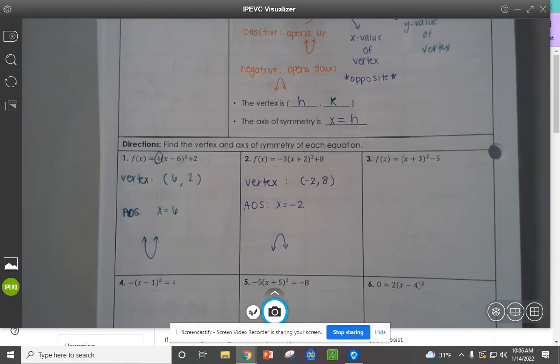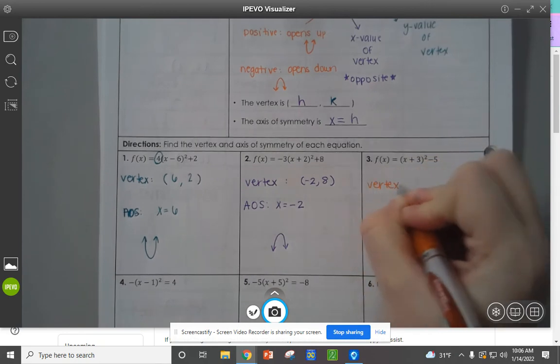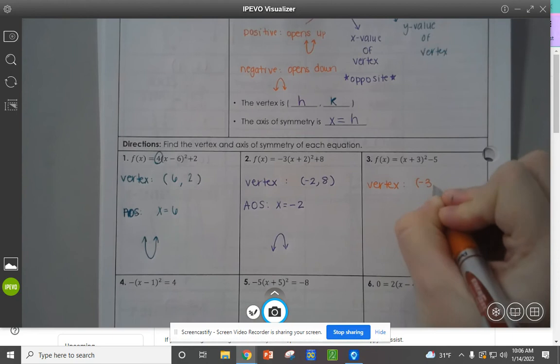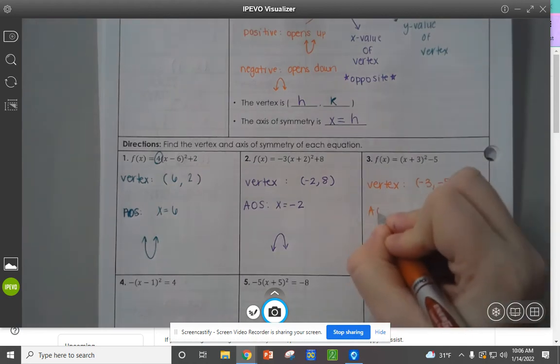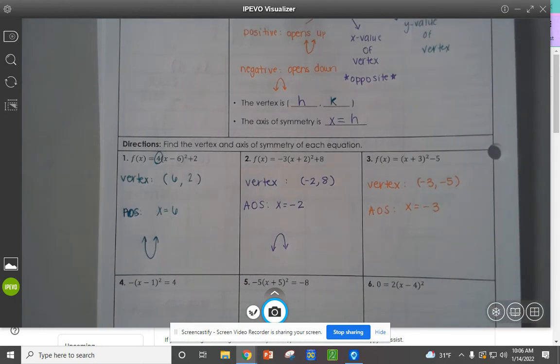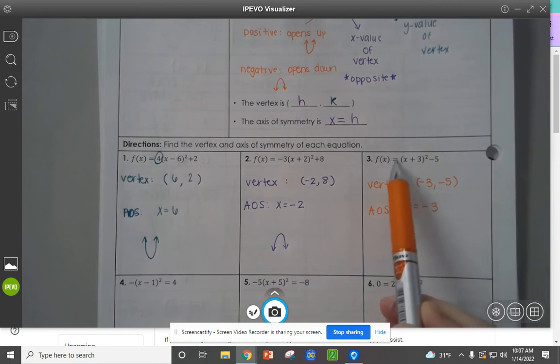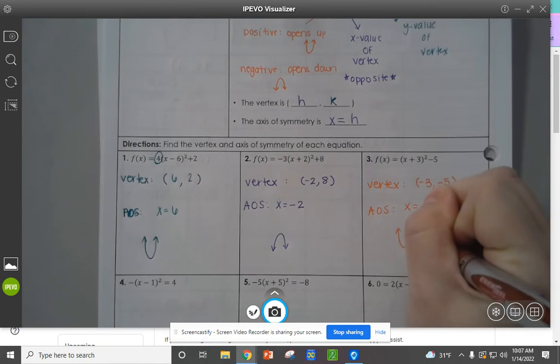All right. Number 3. What is the vertex? -3, -5. Good. What about the axis of symmetry? x equals -3. Up or down? It's up. There is no negative in the front, so we assume there's a positive one there. So it opens up.